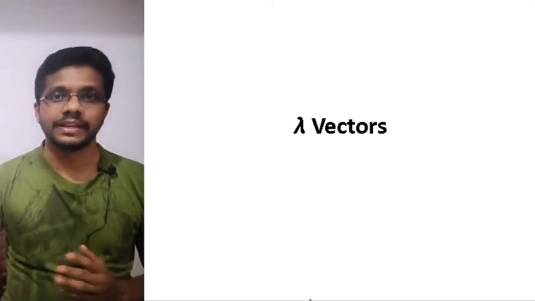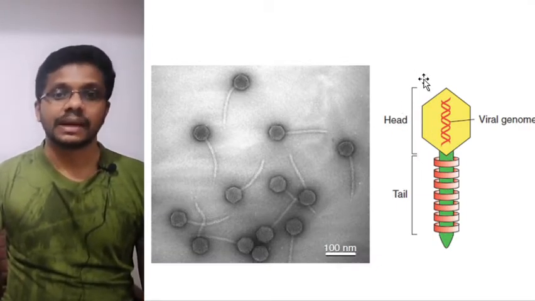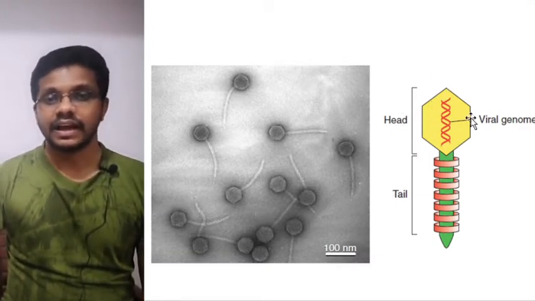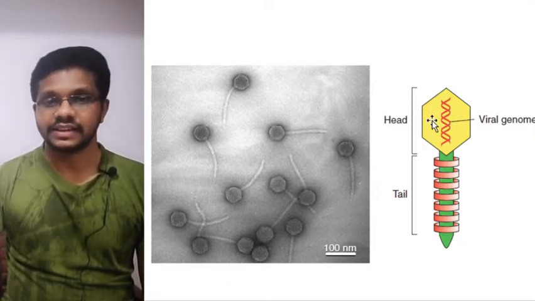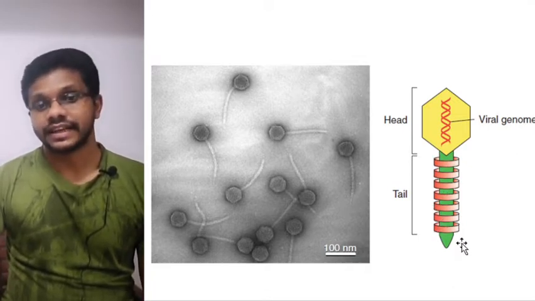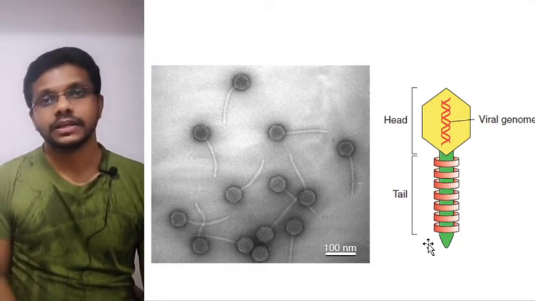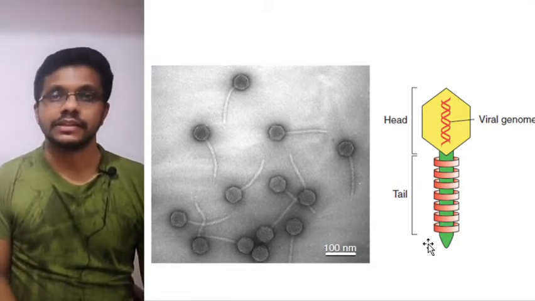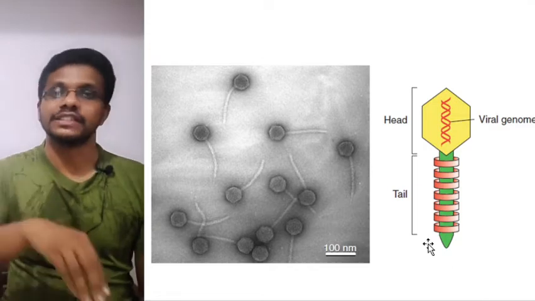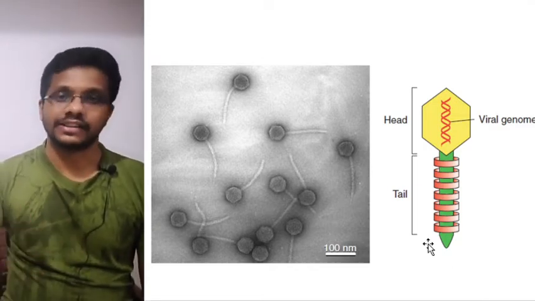Here is the image of the lambda phage. The lambda phage has a hexagonal head, and the DNA is packaged inside that head region. Then it has a tail. During infection, this tail aids the absorption of the viral particles into the coliform bacteria. After absorption, it injects the viral genome into the bacterial cell.